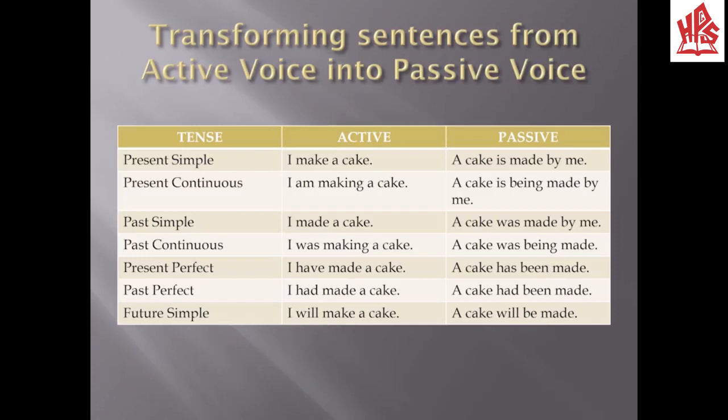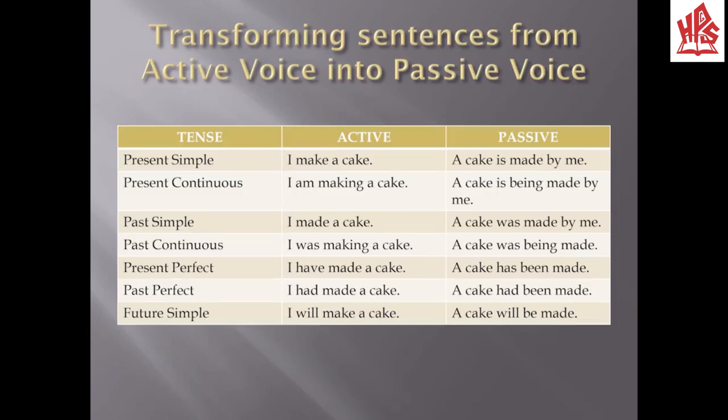Now remember that in all the passive voices of all the tenses we will always use the third form of the verb. There is no question about using the action verb in the particular tenses. Remember this thing, that in all the tenses we are going to use the third form of the verb. So, a cake is made.